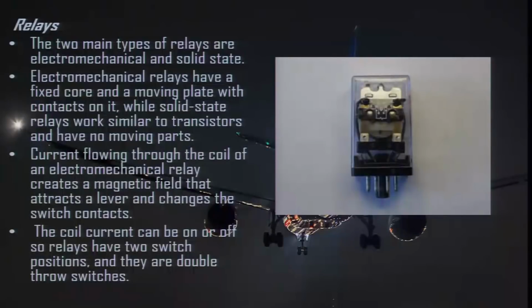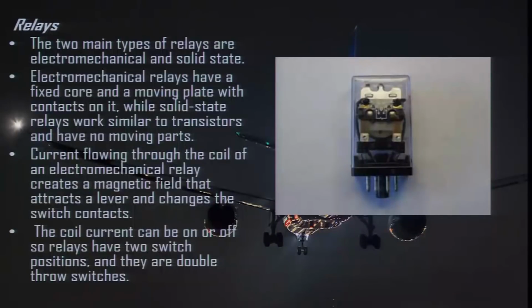Relays. The two main types of relays are electromechanical and solid state. Electromechanical relays have a fixed core and a moving plate with contacts on it, while solid state relays work similar to transistors and have no moving parts.